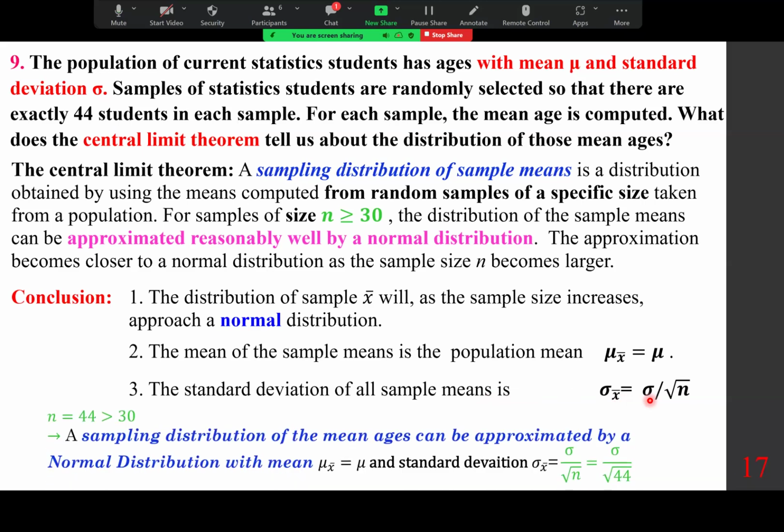So this was a background. Now for this question, remember, n is 44 and it's larger than 30. A sampling distribution of the mean ages can be approximated by a normal distribution with the mean mu of X bar equals mu and standard deviation sigma of X bar is sigma over square root of n, which makes it sigma over square root of 44 for this question.